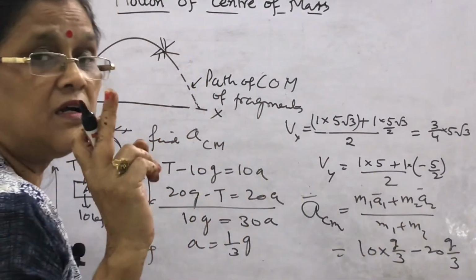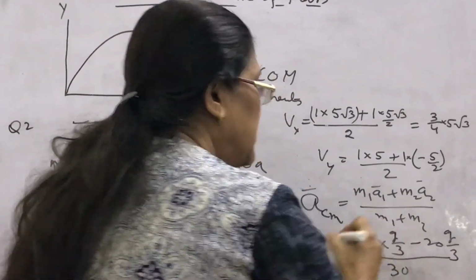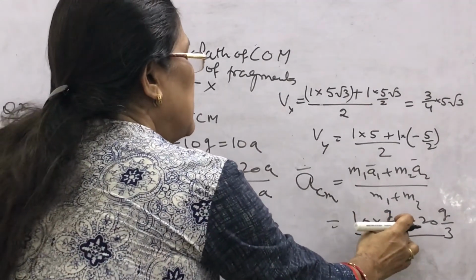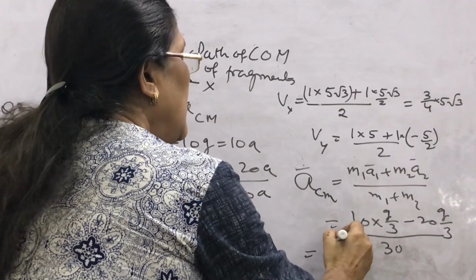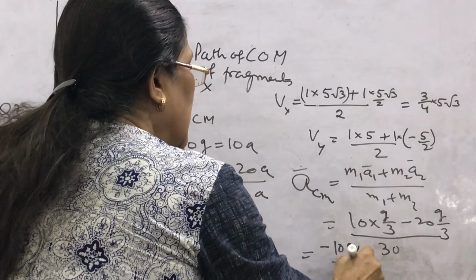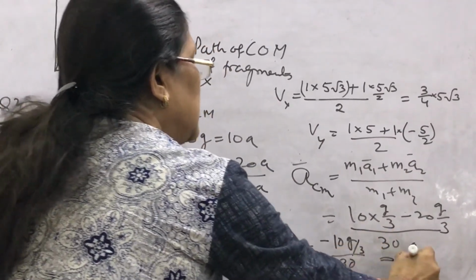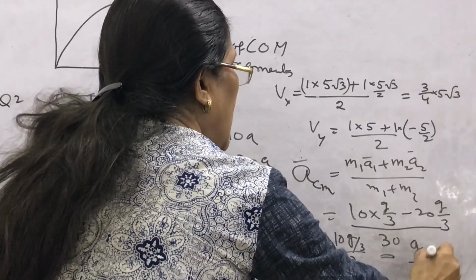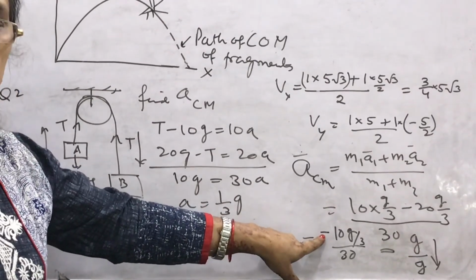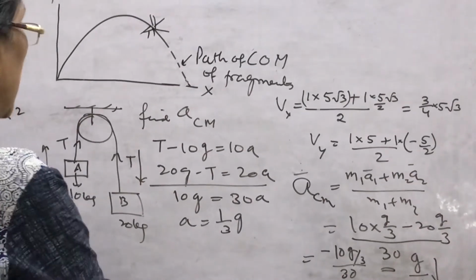So keep attention regarding the direction, and m1 plus m2 is 30. Options will be given in the question, so here this is minus 10 g by 3 upon 30. So this answer will be 10 by 30, this is g by 9 and downward. Why downward? Because this is minus. Minus means downward. In this way, the questions are solved.